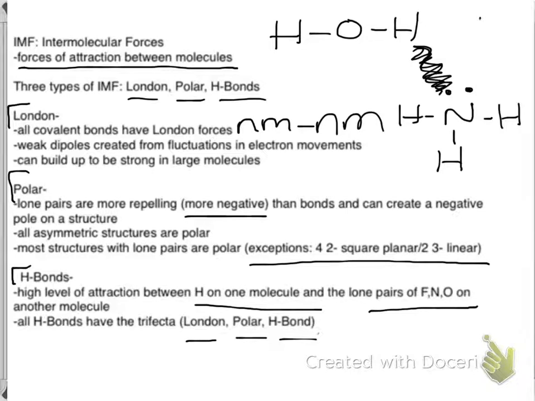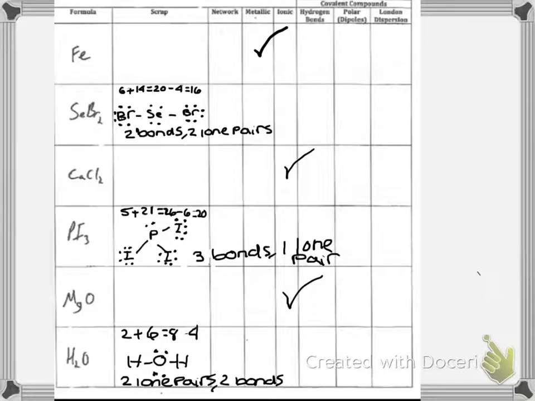Next, I'm going to show you some examples of IMFs. So here I have a chart, and since I said all IMFs have to be covalent, these are the three covalent structures. Since this one has two bonds and two lone pairs, it's bent or V-shaped, and it would be London because all covalents are London, and then it would also be polar because it has two lone pairs, which means it would be asymmetric.